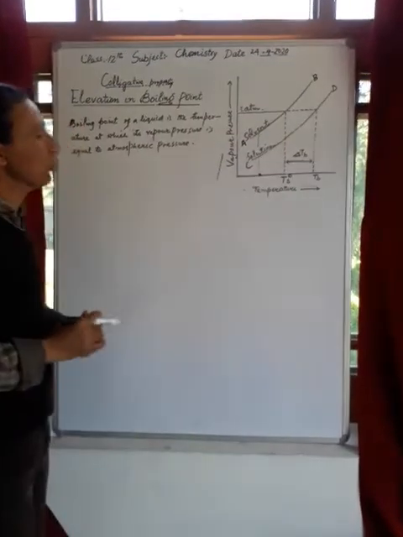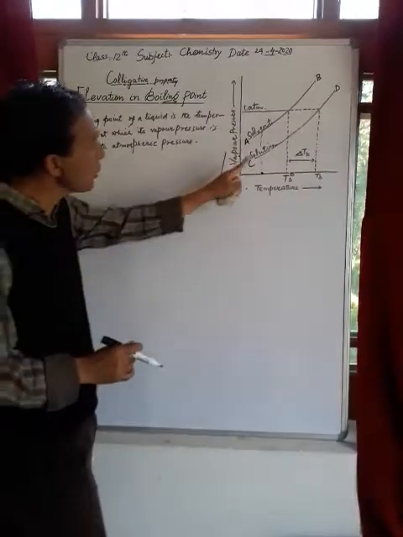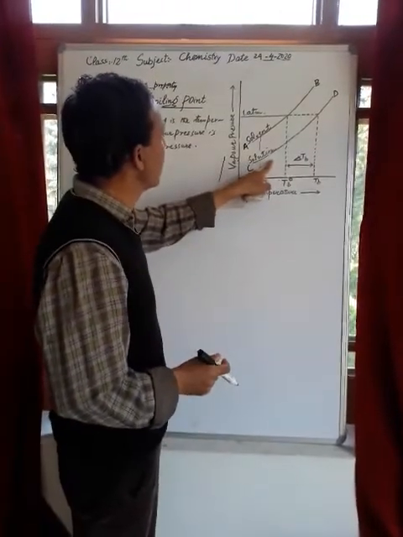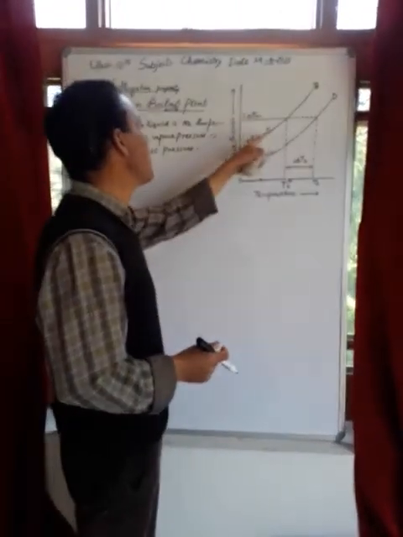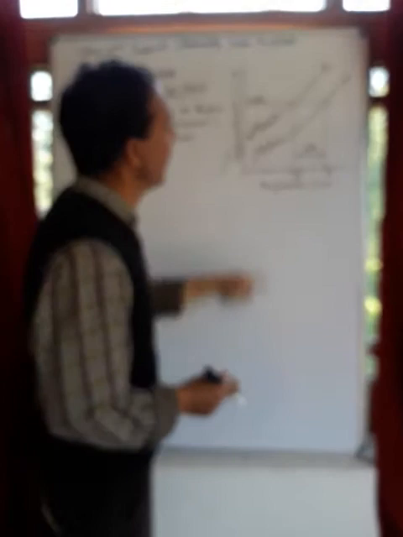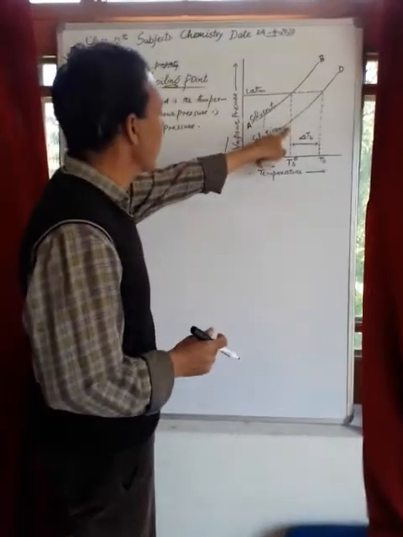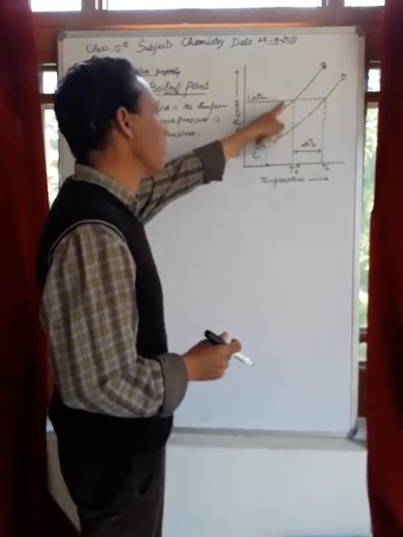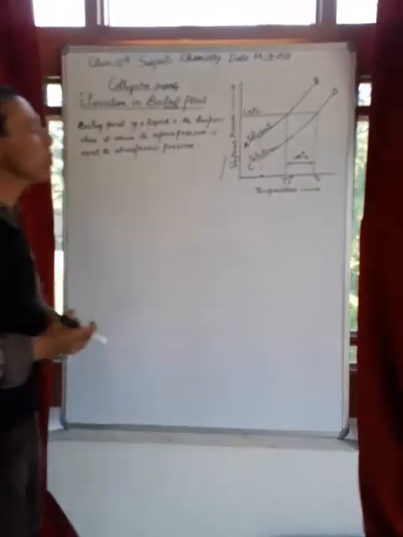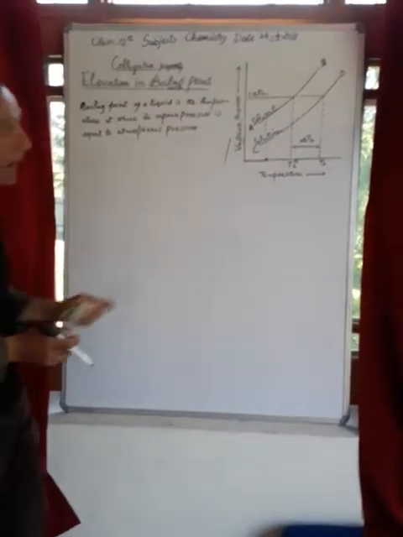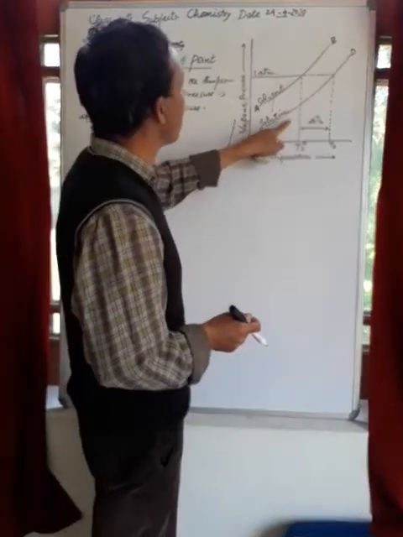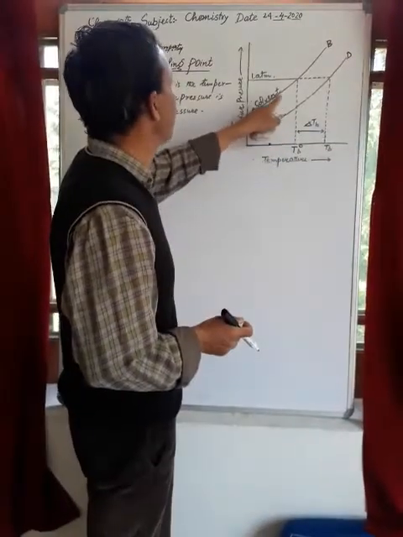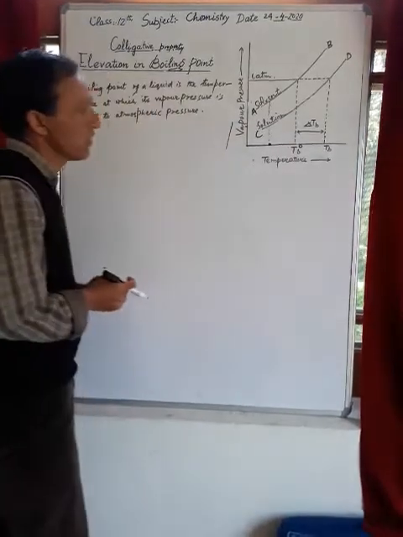Or in other words, we can say that the boiling point of the solution is higher than the boiling point of the solvent in which the solution is prepared. And the difference in the boiling point of the solution and the solvent will give us the elevation in boiling point.